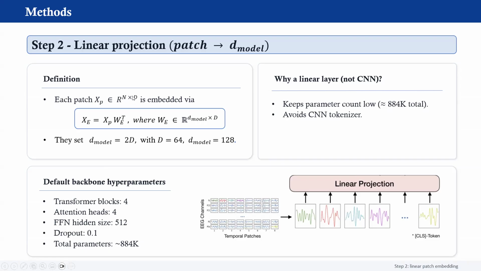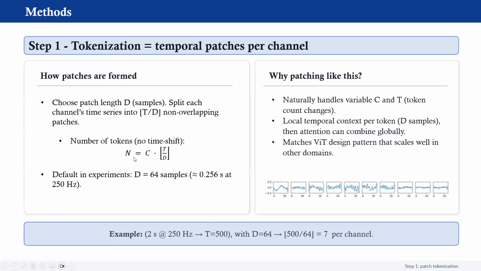Can you go to the previous slide, please? The definition of N is basically T by D multiplied by C. So T is your time, how long your trial is essentially, and you are dividing that into D length patches. So you get T by D number of patches for one channel. But since you have C number of channels, you just multiply by C. So N is essentially the total number of tokens or patches that you get for one trial. And a trial has a certain number of channels and is of a certain length.